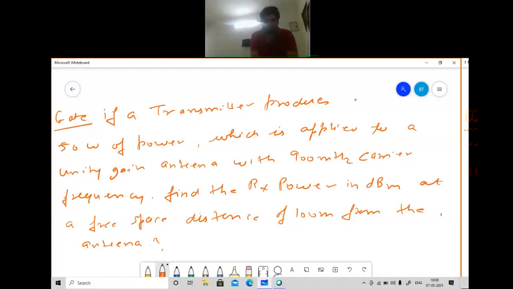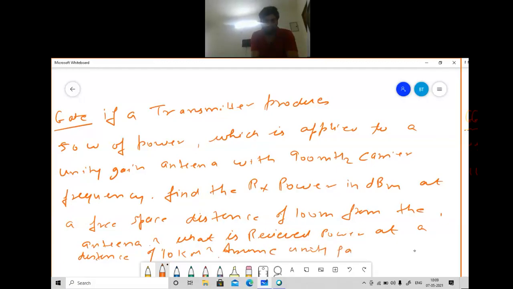And one more question was there: what is the received power at a distance of 10 kilometer? Assume unity gain for the received power. So please read the question.